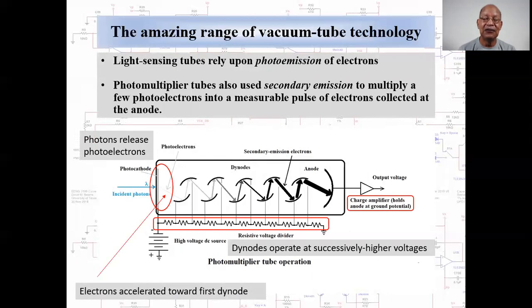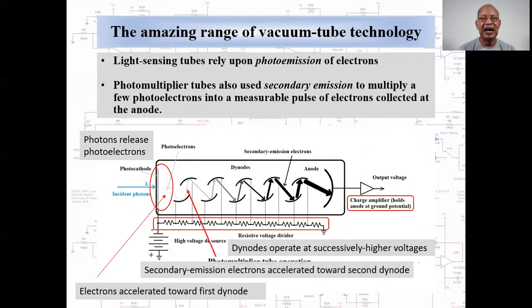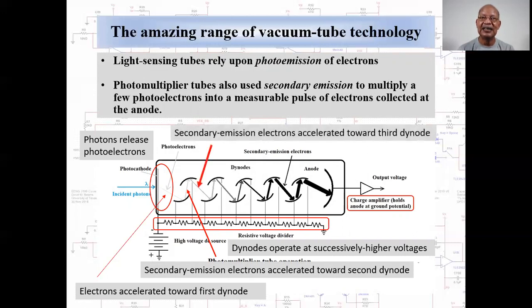The photoelectrons are accelerated towards the first dynode, where they arrive with sufficient kinetic energy to dislodge additional electrons through secondary emission. The electrons from the first dynode are accelerated towards the second dynode, where they again cause secondary emission. The electrons from the second dynode are accelerated towards the third dynode, where they again cause secondary emission.